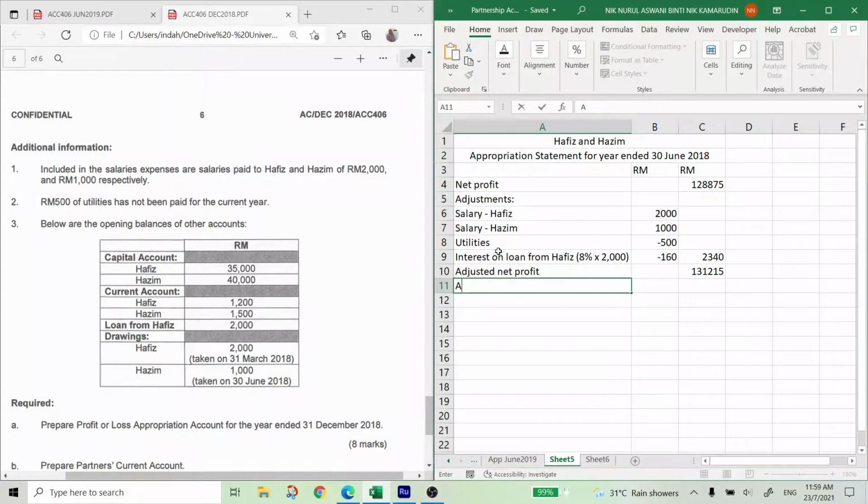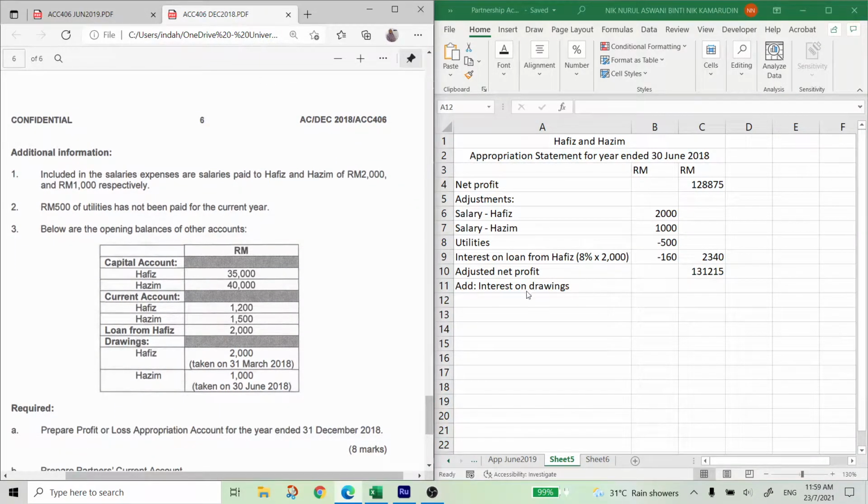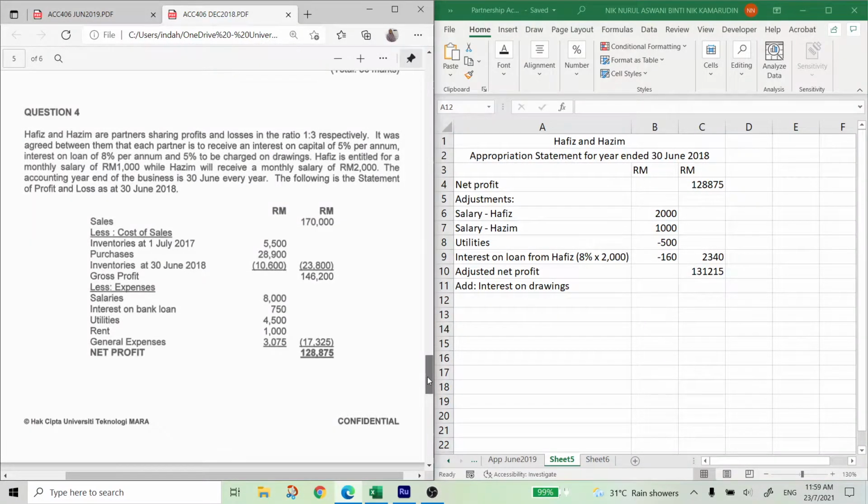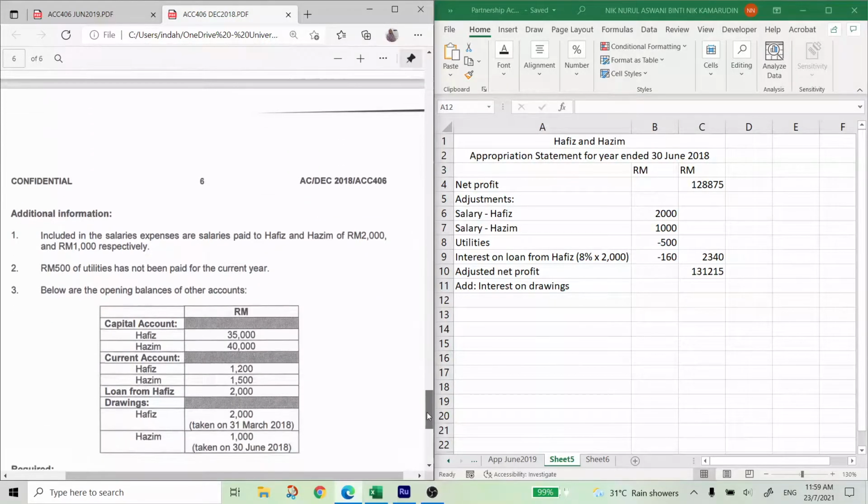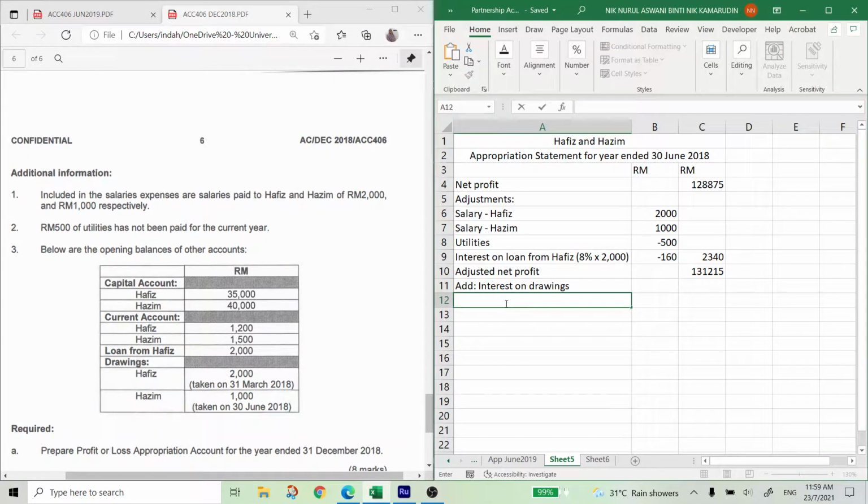The first thing is to add interest on drawings. Hafiz, how much is the interest rate on drawings? 5%. So Hafiz, 5% times 2,000 ringgit. For how many months? It is taken on 31st March, so we are not going to include March, but start from April. April, May, June, July, August, September, October, November, December. So 9 months, 9 over 12, starting from the date they withdrew the money or the goods.